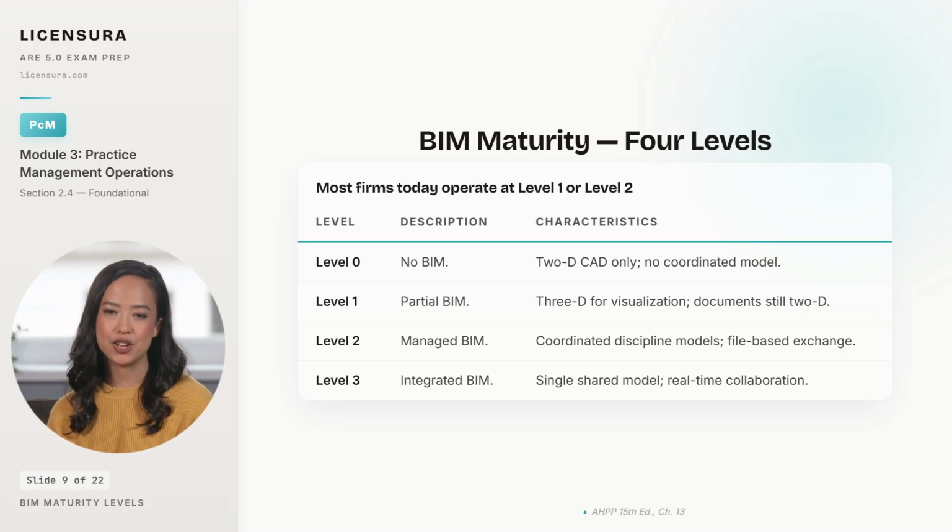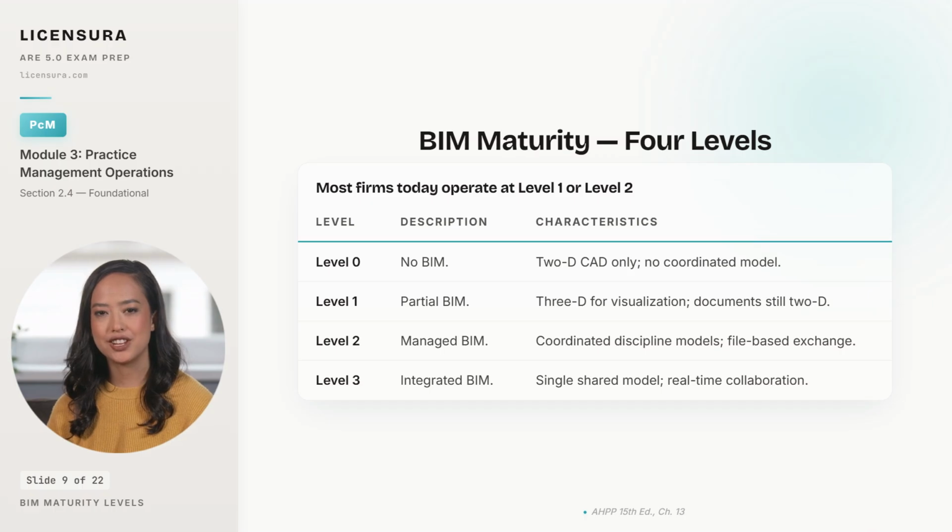Level 1 is partial BIM. 3D is used for visualization and renderings, but the documents themselves are still produced in 2D, and the model is not the source of truth. Level 2 is managed BIM, where each discipline maintains a coordinated model, and the disciplines exchange files at scheduled intervals to run clash detection. This is where most well-run firms actually operate today.